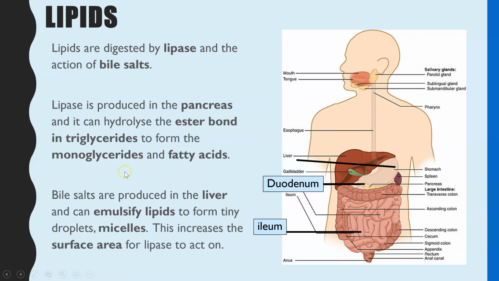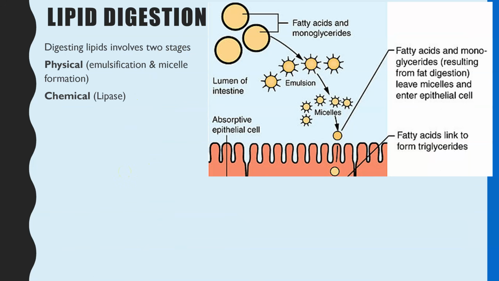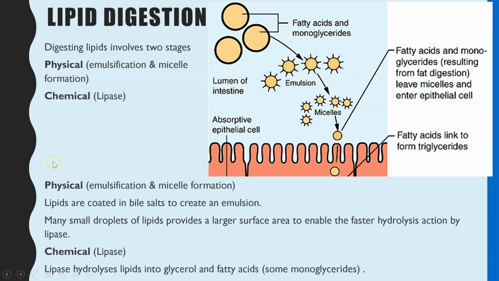So we're going to go through the lipids in more detail because there is quite a bit more to say about them. So I pointed out you have physical and chemical digestion. Physical is looking at the emulsification and micelle formation. Chemical is the action of the enzyme. So physical, the lipids get coated in the bile salts, which are being released from the gallbladder where it was made in the liver. Those bile salts coat the lipids and it causes them to split up into tiny droplets. And that's what we call an emulsion. You need to know why that is an advantage to digestion, and AQA are very specific in their mark scheme.